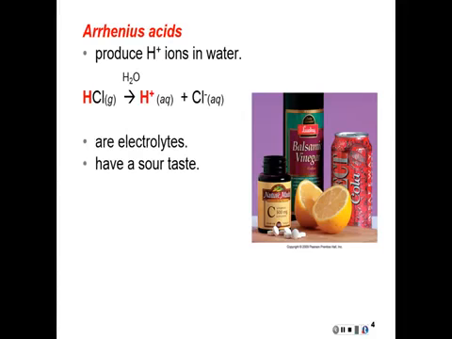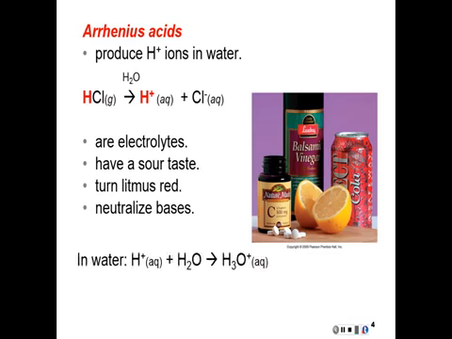They have a sour taste. They turn litmus red. Litmus is a dye, and many dyes change color if you go from an acid to a base, or even if an acid gets weaker. And people used to use these dyes to know when they had an acid or a base. So litmus is a very common dye. Acids also neutralize bases.